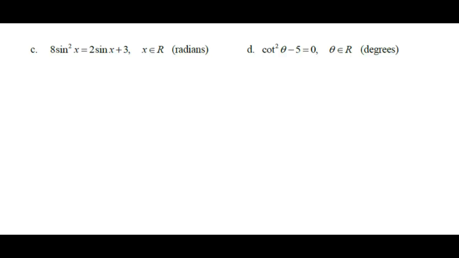X belongs to the real in radians. Okay, same deal. So what are you going to do? What's the first step? Stick it all on one side, right? So it's a quadratic. It's a quadratic in sine x. Okay. If you don't like that, just let a be sine x and write 8a squared minus 2a minus 3 equals 0. Factor that. Then replace the a with the sine x.